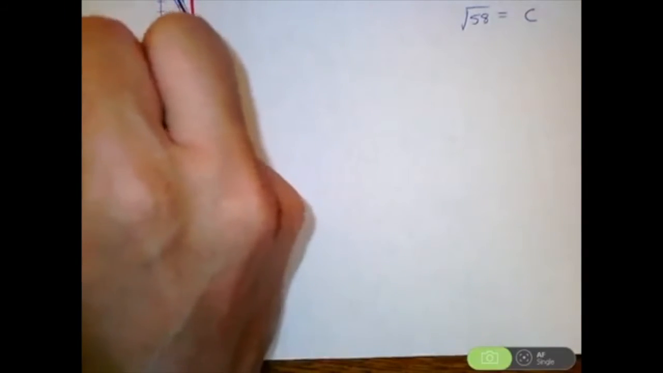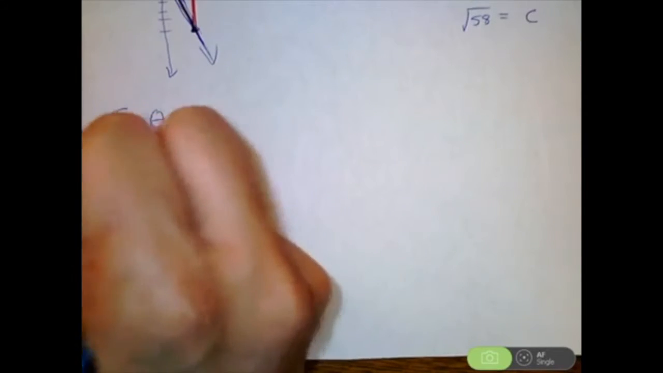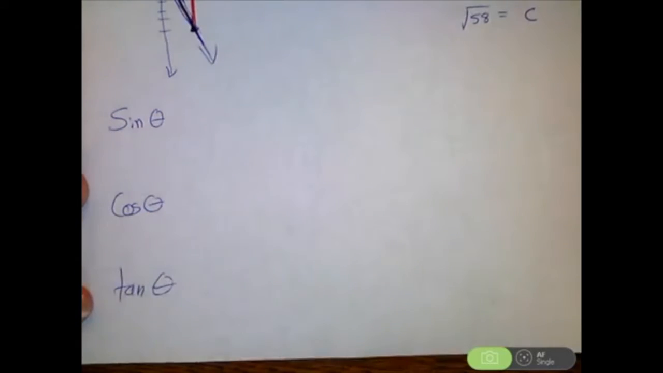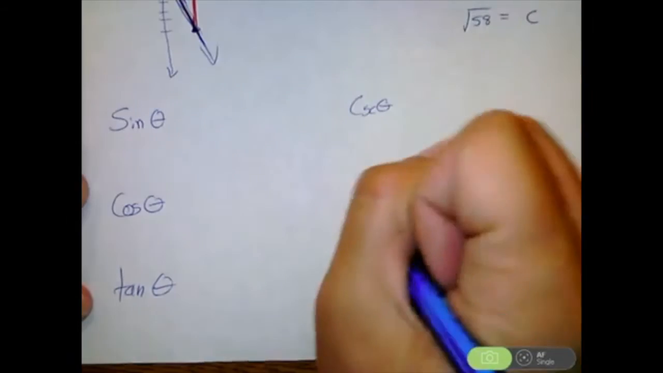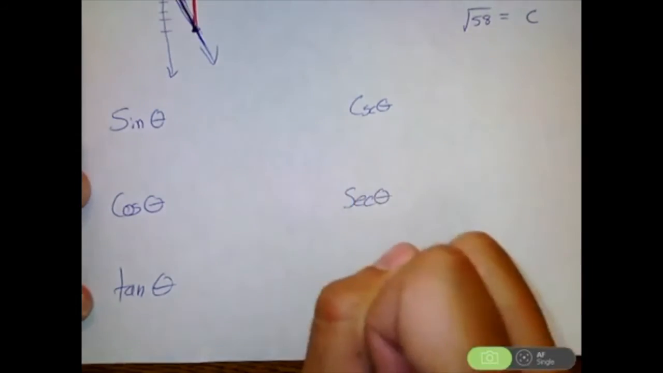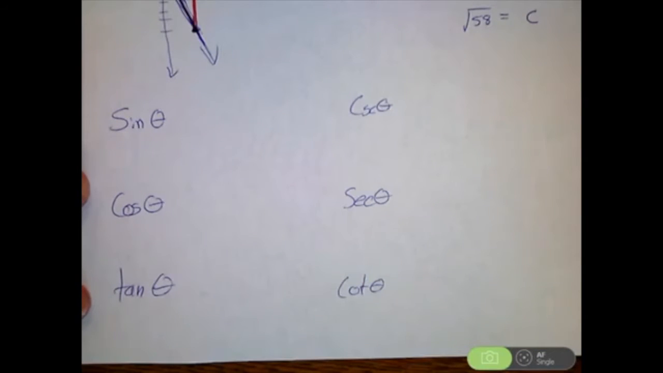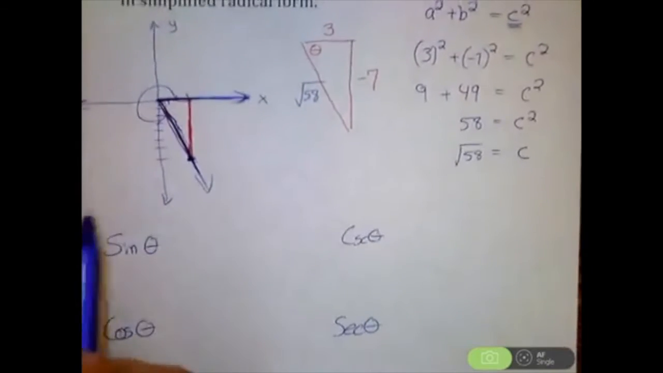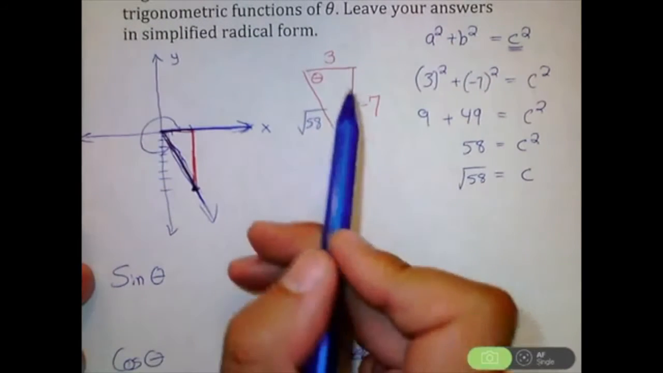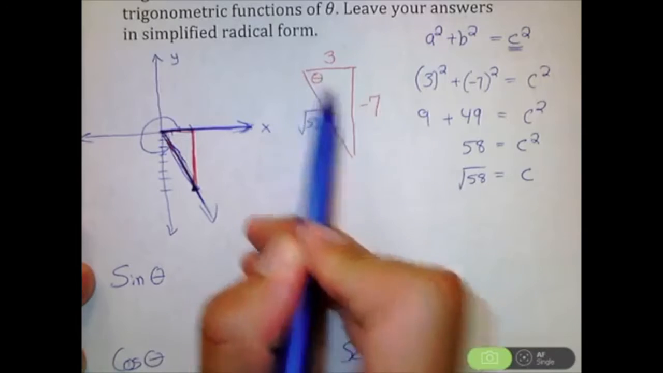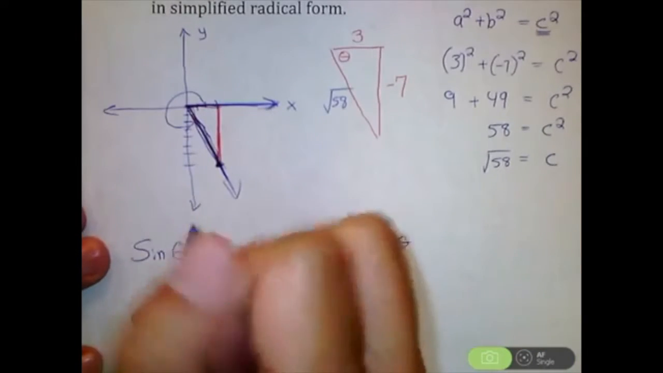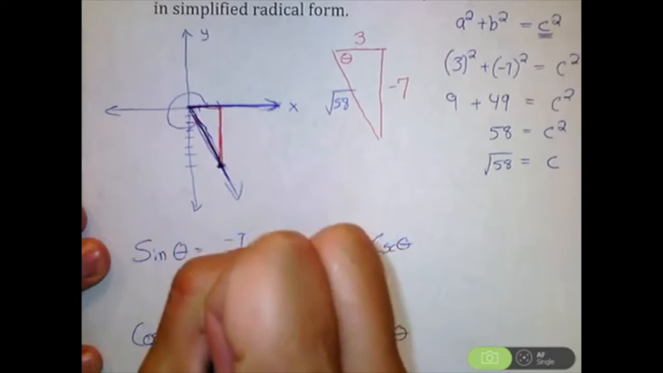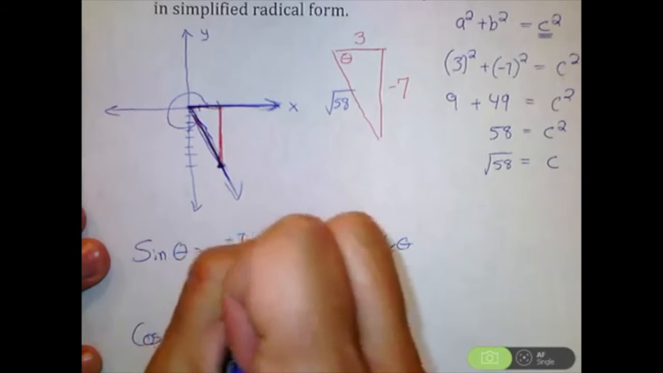So I'm going to set them all up. We're going to have sine of theta, cosine of theta, tangent of theta. And then I'm going to have cosecant of theta, secant of theta, and cotangent of theta. So I just need to fill these all in. I'm going to fill them all in first, and then I'll worry about simplifying, reducing, and rationalizing at the very end. So if we think of SOHCAHTOA, if I want sine, I want opposite, which for theta is -7, divided by the hypotenuse. So we're going to have -7 over the square root of 58. And I'll come back to simplifying and rationalizing here shortly.